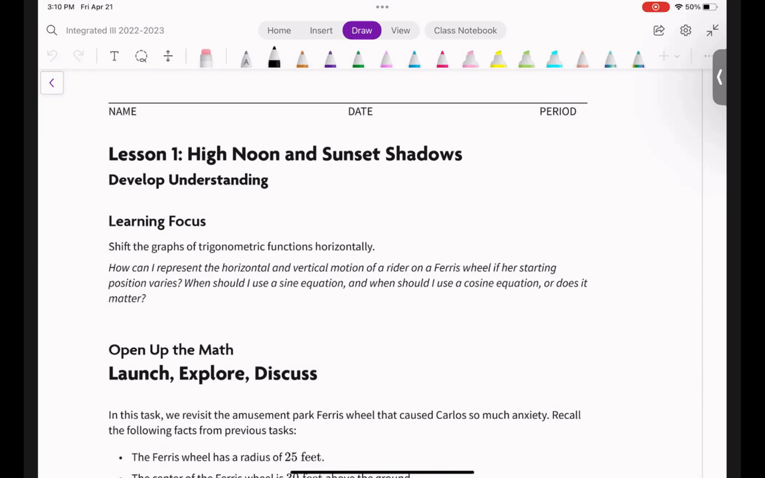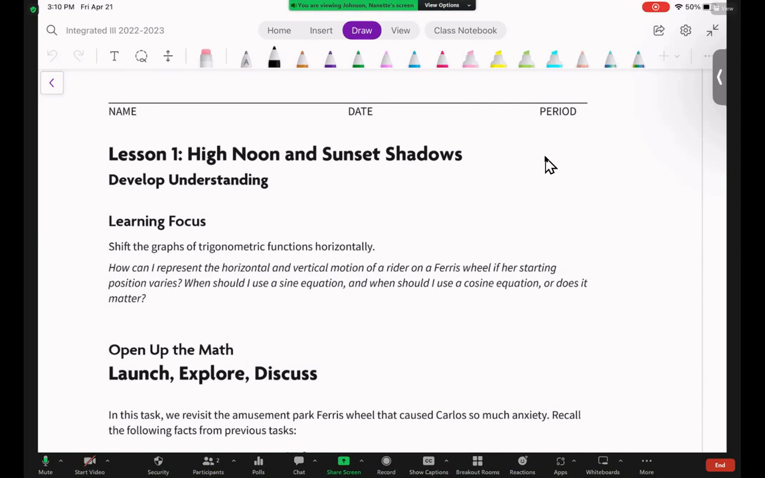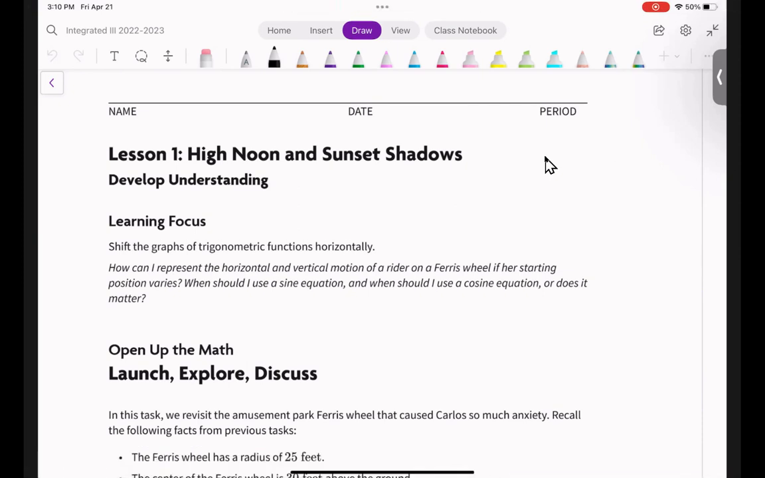So technically, I'm going to say there's nothing new that I'm teaching you today. So today you'll be able to shift the graphs of trig functions horizontally. So that means left and right. So if you remember all the functions that we dealt with before, there was a place where you would put a number in that function that would be responsible for shifting a graph horizontally.